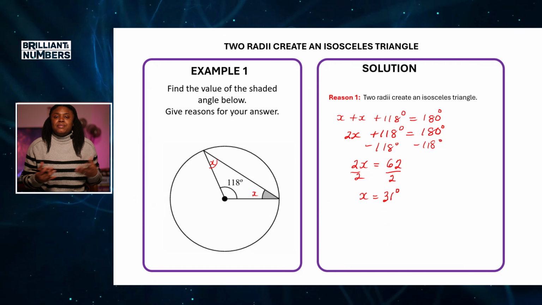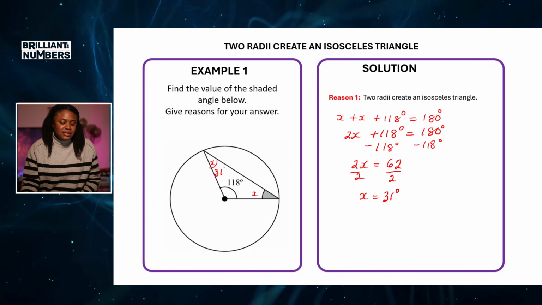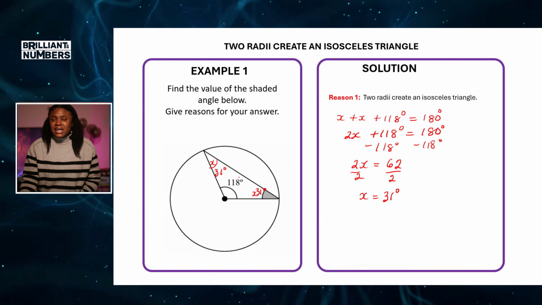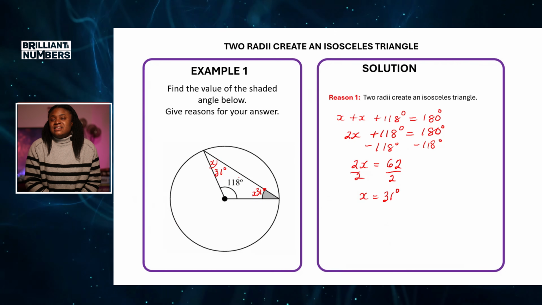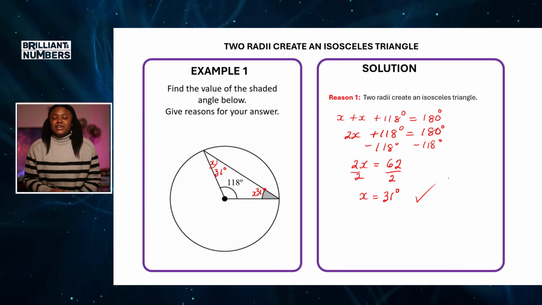And also, remember, you can prove your answer, because if I put on my diagram here 31 degrees and 31 degrees, and then I add all the angles in the triangle, I recognize the answer will be 180, and that's how I know I'm correct.